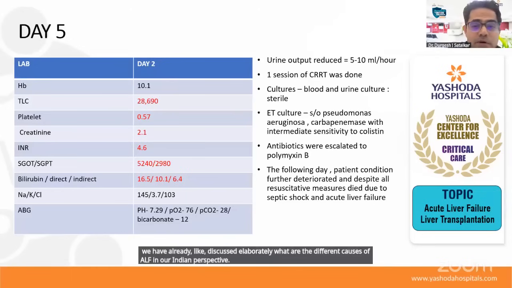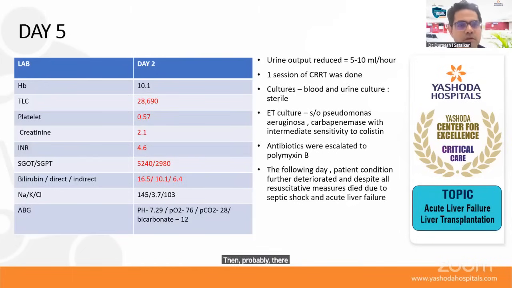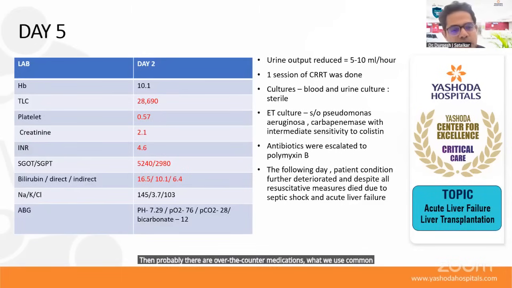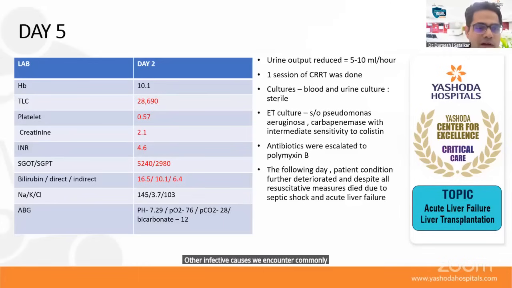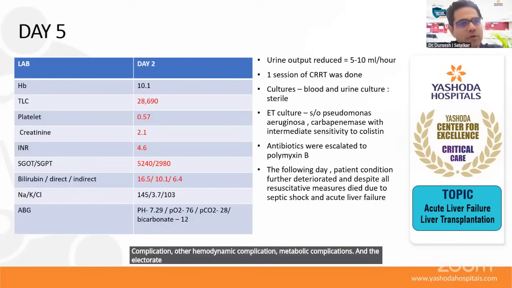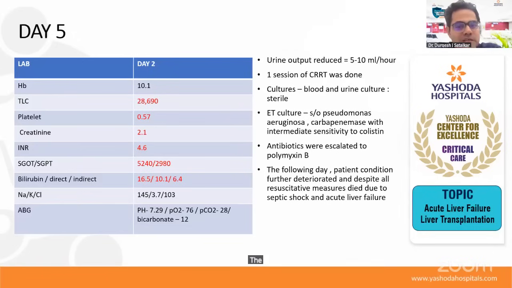Viral hepatitis is the most common cause. Then comes medication, mostly TB induced. Then there are over-the-counter medications we commonly use, and other infective causes we commonly encounter. We also saw the nutritional, hemodynamic, metabolic, and electrolyte complications: specifically hypokalemia, hyponatremia, and especially hypophosphatemia. Hypophosphatemia probably has a prognostic role; it indicates that the liver is regenerating.